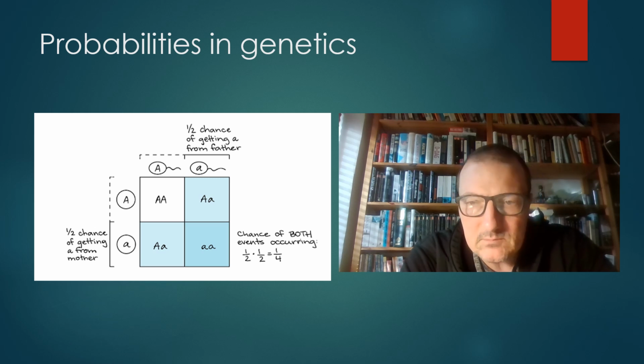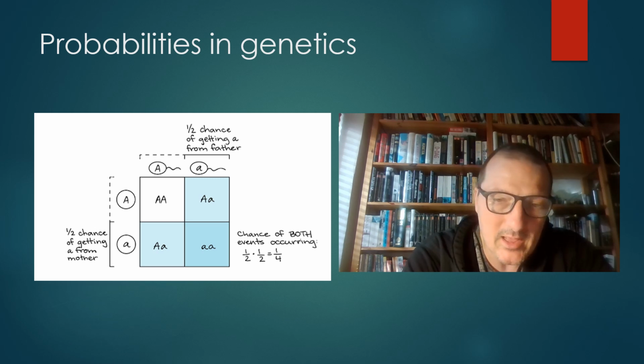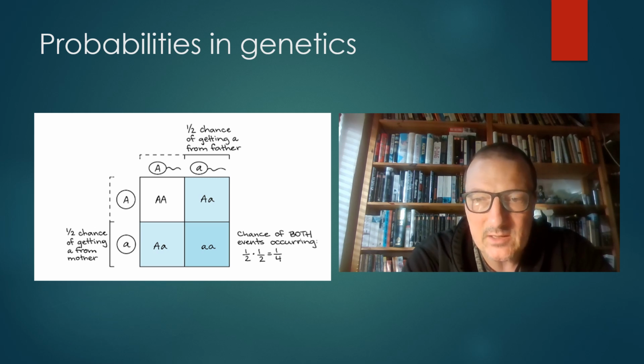Well, in this case, we have four possible outcomes. We have big A, big A, that's 25%. We can have big A, small a, that is 50%. And we can have small a, small a, which is again 25%. So the odds, or the chance, or the risk, depending on how you want to see it, of them giving the small a genotype and thereby expressing the small a phenotype will be 25%.